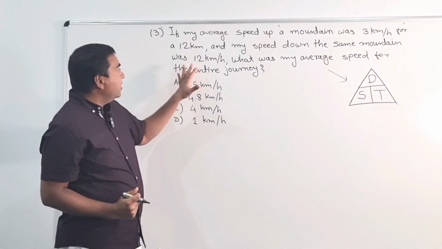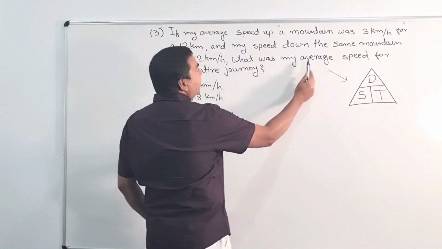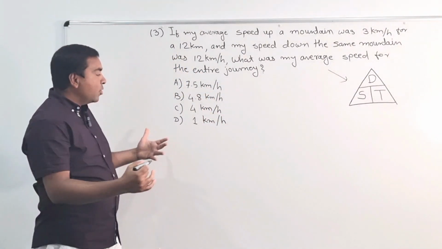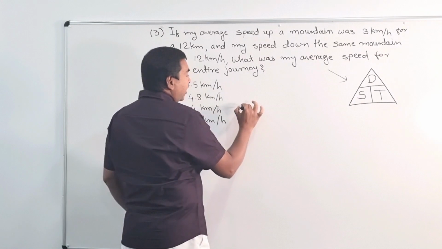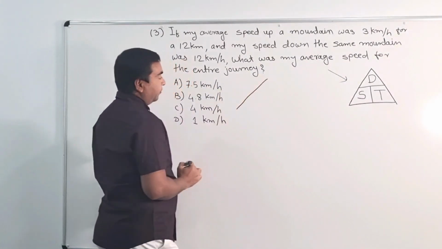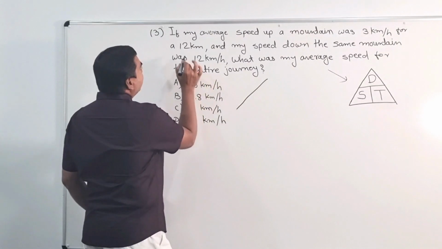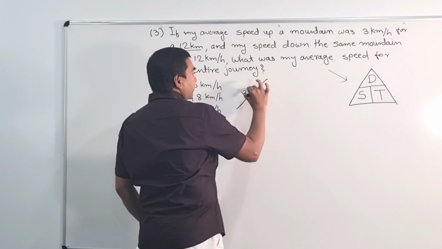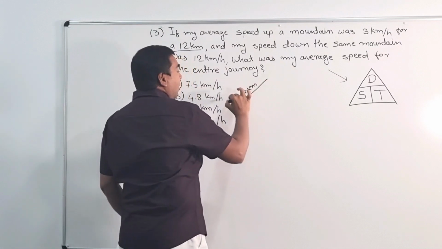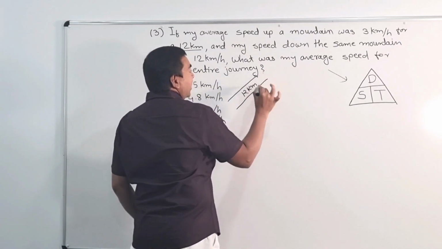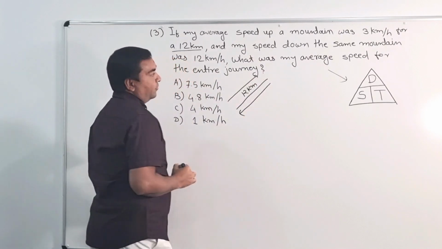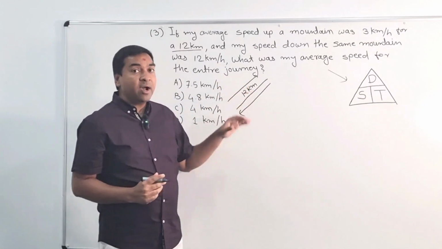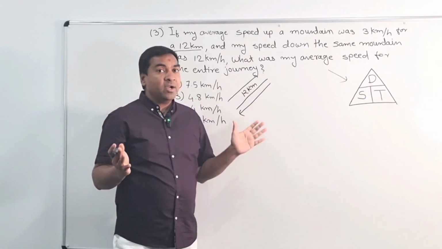Now, what they are asking is, what is the average speed for the entire journey? So let's try to understand that a little bit in more detail. So let us say this is the mountain. What is the distance of the mountain? They are saying it's 12 kilometer. So this is a 12 kilometer mountain. So we're going to go up 12 kilometer and then we're going to get down 12 kilometer. So 12 up and 12 down. So all together we're going to travel 24 kilometer in the entire journey.